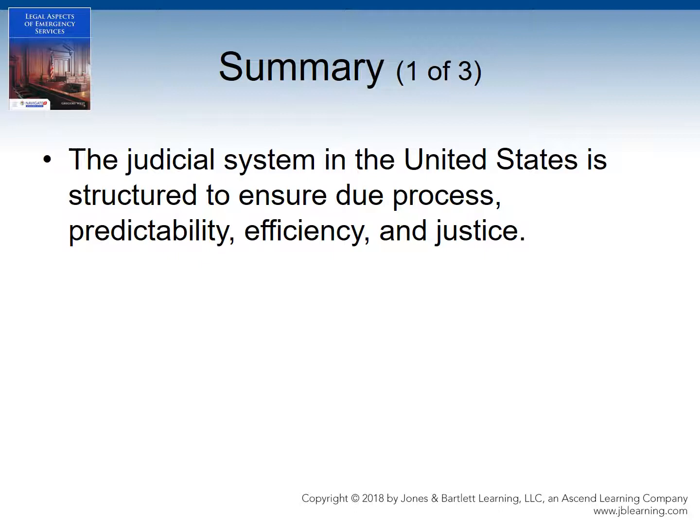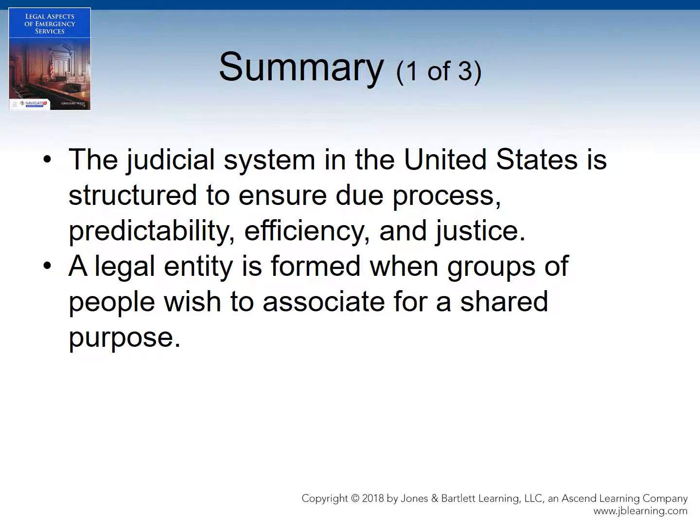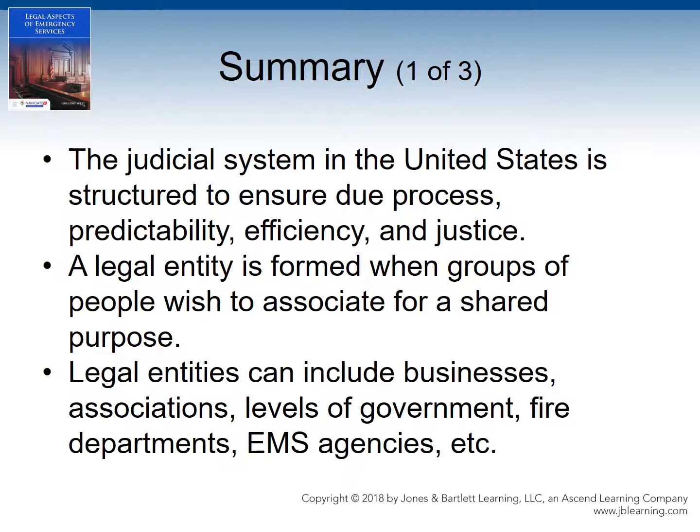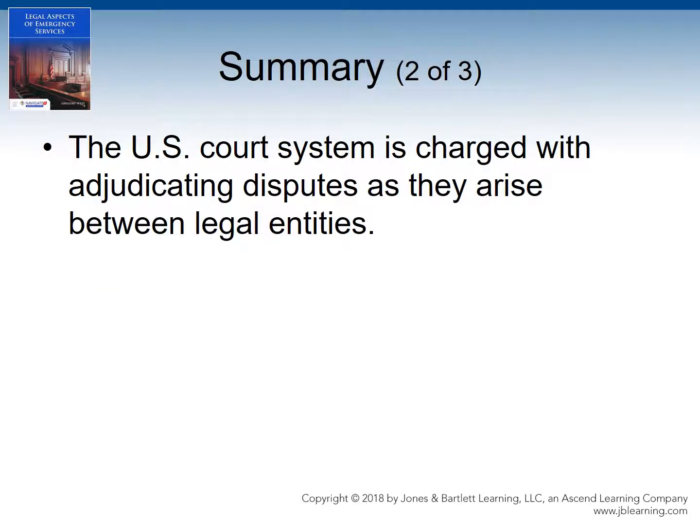To summarize this chapter, remember that the judicial system in the United States is structured to ensure due process, predictability, efficiency, and justice. We also discussed legal entities, which are formed when groups of people wish to associate for a shared purpose. Legal entities can include businesses, associations, levels of government, fire departments, EMS agencies, and so on. If disputes arise between legal entities, it is the responsibility of the courts to adjudicate those disputes.